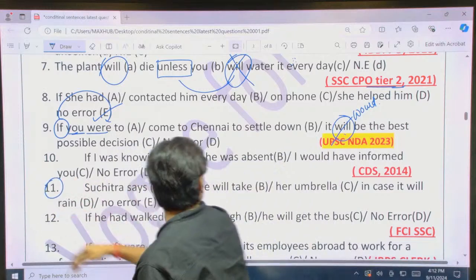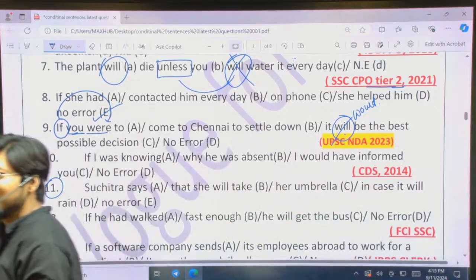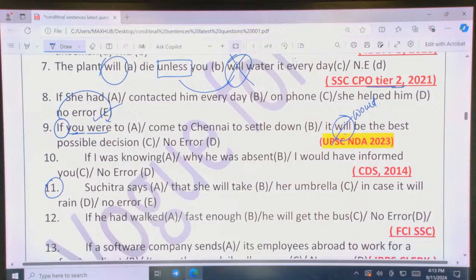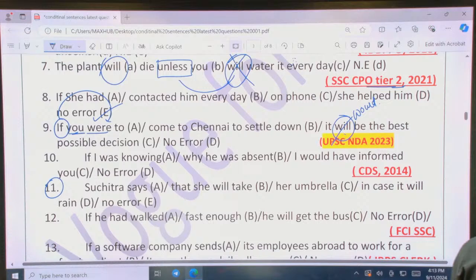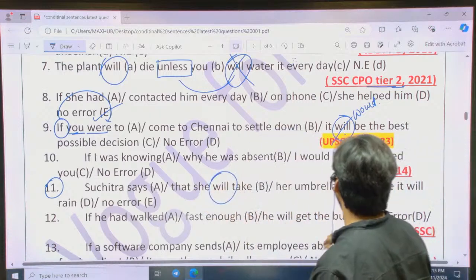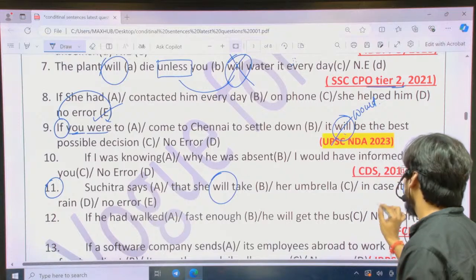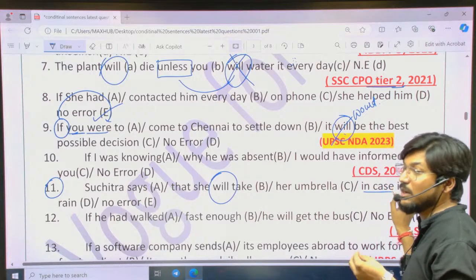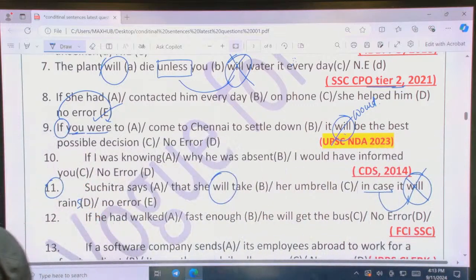Question number 11. Shall I come over there? Tell me. Question number 11. Suchitra says that she will take her umbrella in case it will rain. Tell me fast, everyone. We don't use will twice in a sentence. Will here also. Which one must be removed? In case has been used in place of if. But the answer must be it rains.